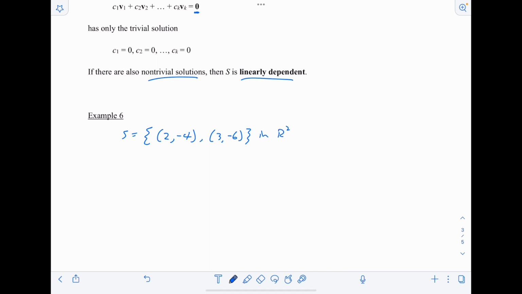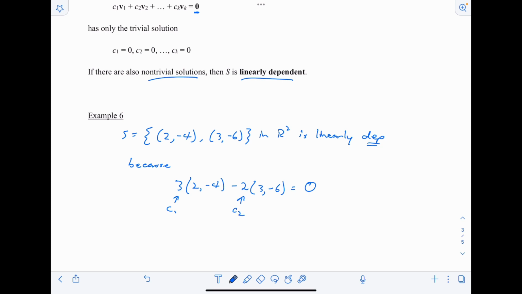So again, we're in R2 now. And we're going to say that this is linearly dependent, because 3 times the vector 2, -4 minus 2 times the vector 3, -6 is 0. So in this case, I actually found 2 scalars that were not 0 that give me the 0 vector. Because those scalars are not 0, and yet I got the 0 vector, this is linearly dependent.